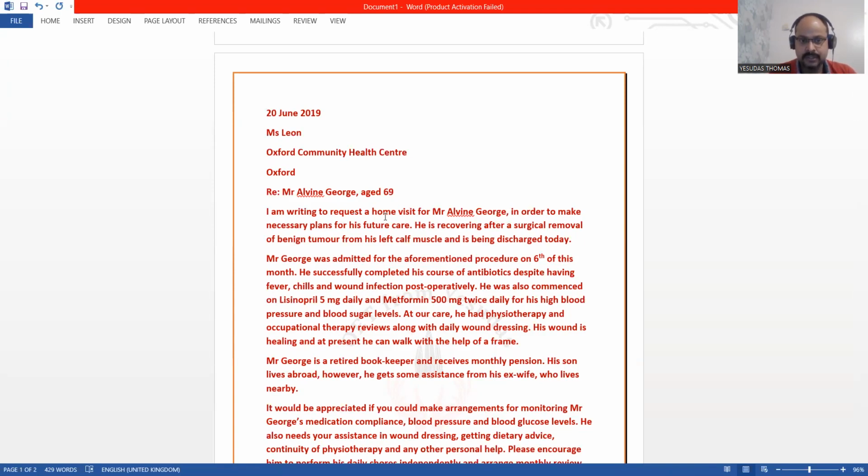He has a lot of problems here, so we'll be discussing it later. He's recovering after a surgical removal of benign tumor from his left calf muscle and is being discharged today. So this is what we have as the purpose here. And when we go ahead, we can see the present history. Mr. George was admitted for the aforementioned procedure, that is a surgical removal, on the 6th of June 2019.